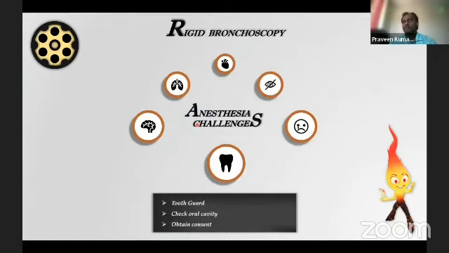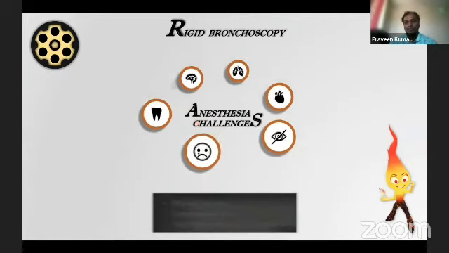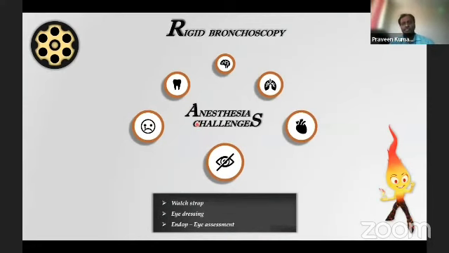Always put a tooth guard, because there is always a chance that when the scope lands on the upper central incisors, there is a breakage, and the tooth may fall into the airway. Rigid bronchoscopy is a painful procedure with a high sympathetic state, so always do proper topicalization before or during rigid bronchoscopy. The patient's eye may also be struck by the interventionist's water strap. Always pad the patient's eye with a dressing and do an eye assessment if you plan to extubate the patient on the table. So these are the anesthesia challenges with respect to each system, and how to plan a rigid bronchoscopy for this kind of patient.